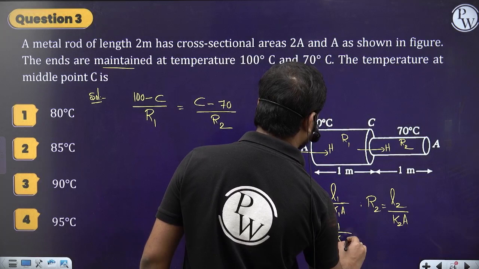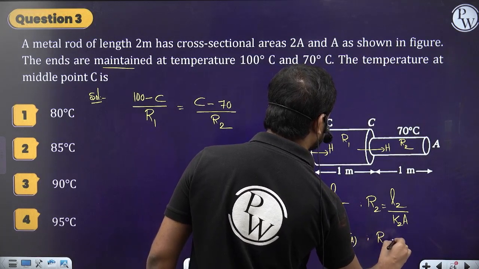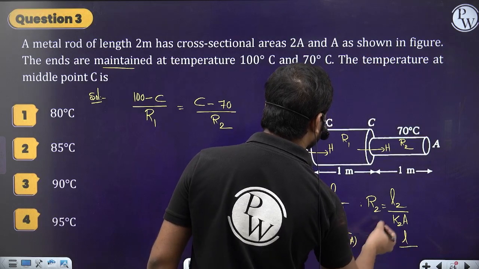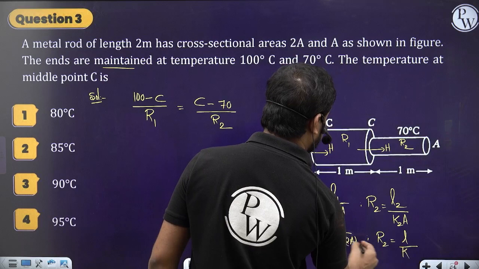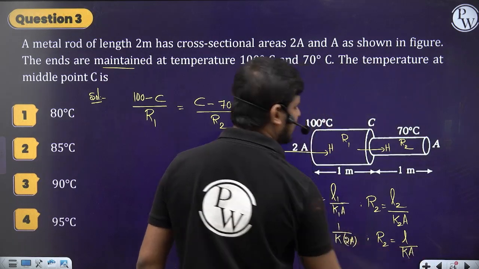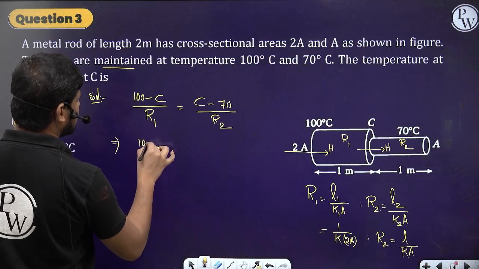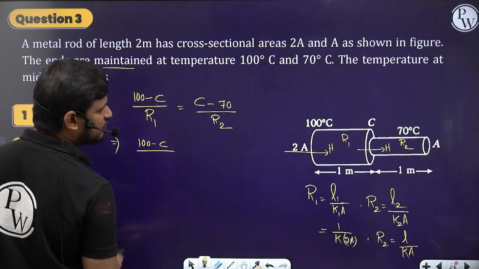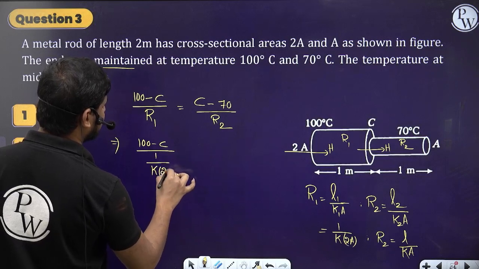area A1. So the first one area is 2A, and then here R2 is equal to length L by K2. So K2, what is K2? K, same metal rod, into area, cross sectional area A. Okay, done. So then substitute the values: 100 minus C by, here R1 is nothing but 1 by K into 2A, I am writing.